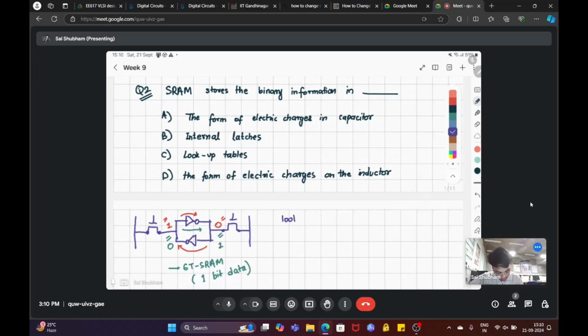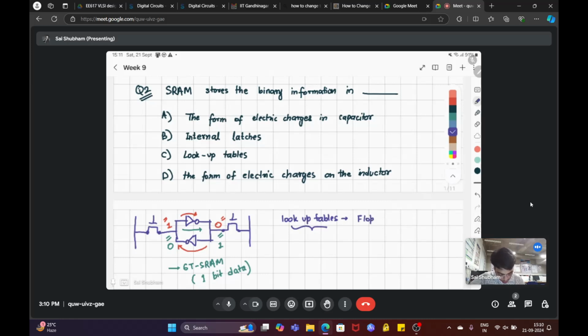For lookup tables, you will need flops, right? I think I'm mistaken. If you make it in terms of lookup tables, it will basically be a flop design. It won't be SRAM.